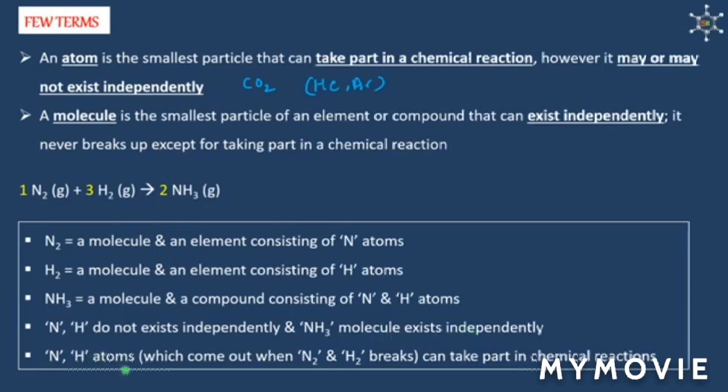Nitrogen and hydrogen atoms, which can come out when nitrogen and hydrogen molecules break, can take part in a chemical reaction. If we simply take nitrogen gas, it will not break. Simply take hydrogen gas, it won't break. But when you mix nitrogen and hydrogen, these molecules will break to give nitrogen atoms and hydrogen atoms, which further react to give the ammonia molecule.